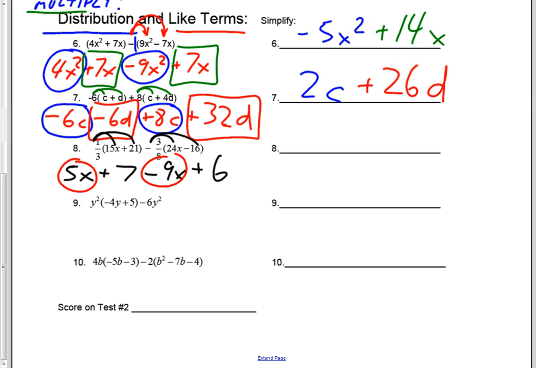What's this and this? Minus 4x. This and this plus 13.